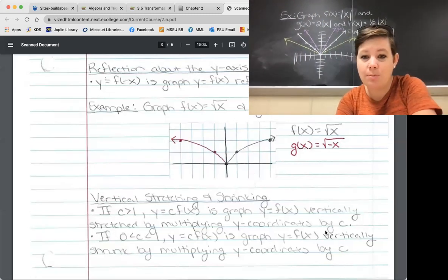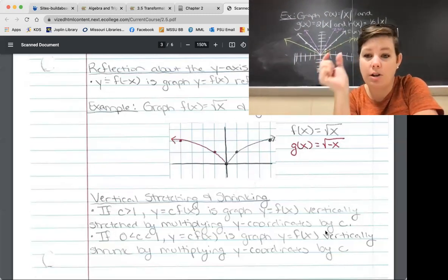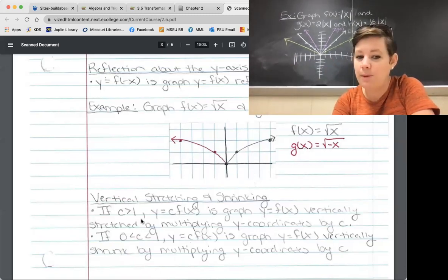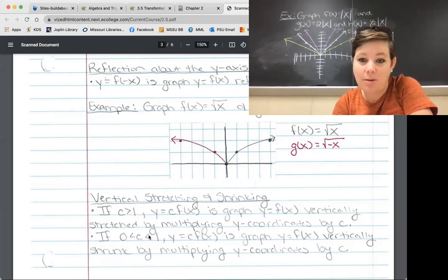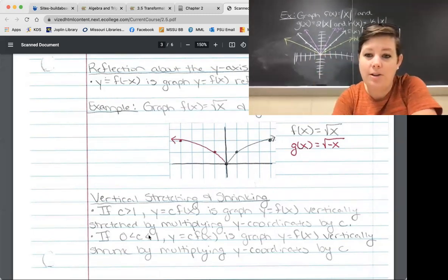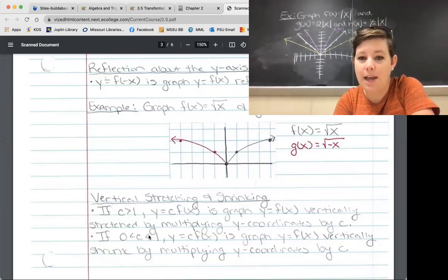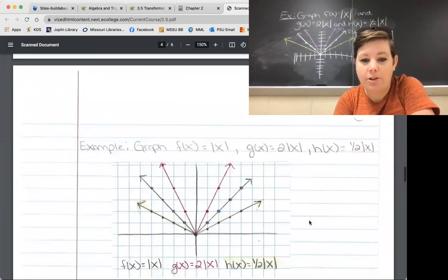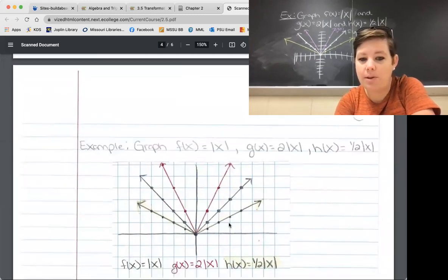But did we do the process any differently? No. We still took our C and multiplied our y values to get our new y values. It didn't matter if the C was greater than 1 or between 0 and 1. We still did the same thing. I took all my y values times 2 for my g of x, or times a half for my h of x. So it did not change the process. Again, in my notes, I have the example that I just did on the board. I stretched it in red and I shrunk it in the highlight.